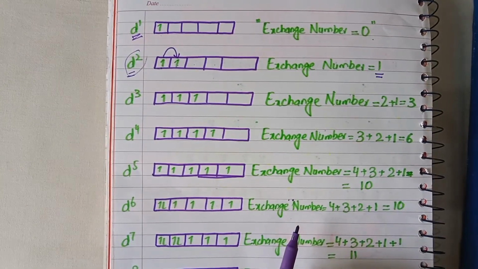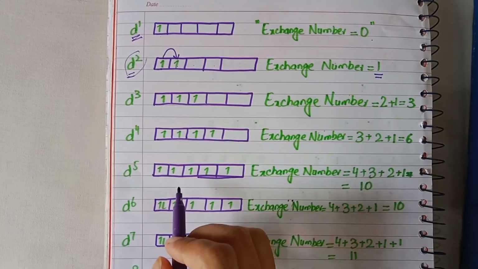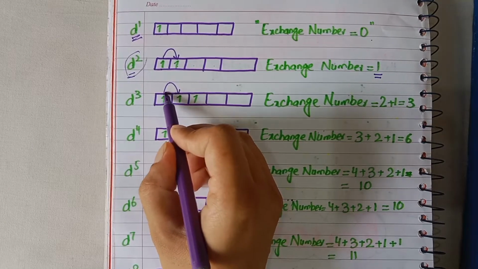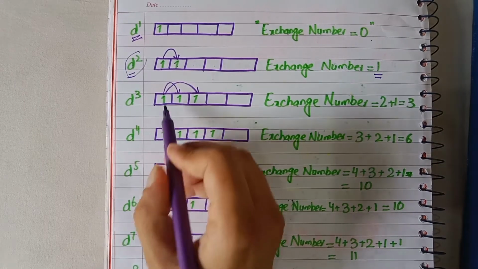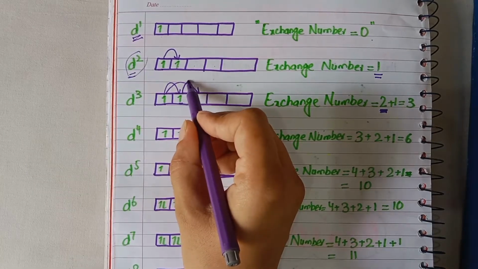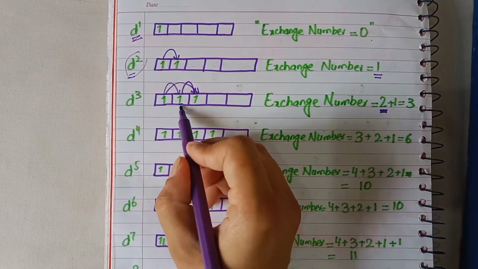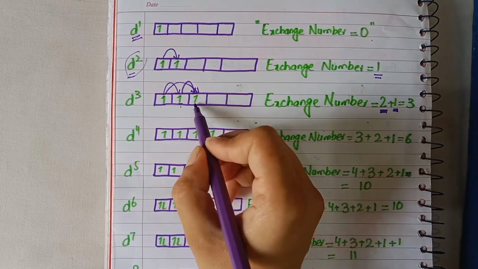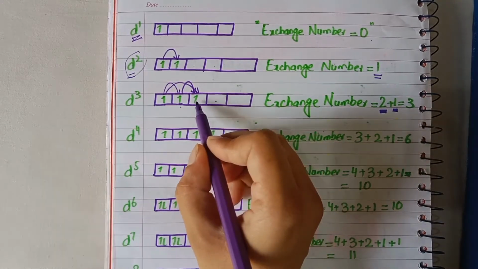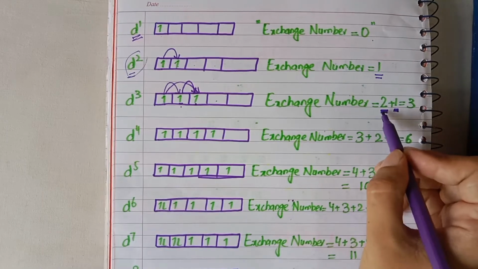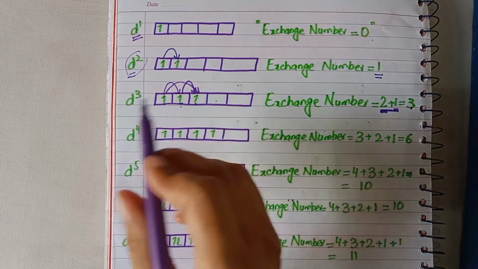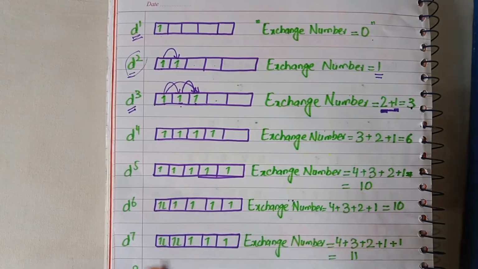Now if we look at the d3 state, here we can see 3 electrons. The exchange number for this electron: it can exchange its position with this electron, and also with this electron. So the exchange number for this electron is 2. Now if we look at this electron, it can exchange its position with this electron, so its exchange number is 1. Here we can see that the remaining two degenerate orbitals are empty, so the exchange number for this electron will be 0. So overall the exchange number is 3. And if we look at the symmetry, the electrons are unsymmetrically distributed. So the d3 state is also an unstable state.